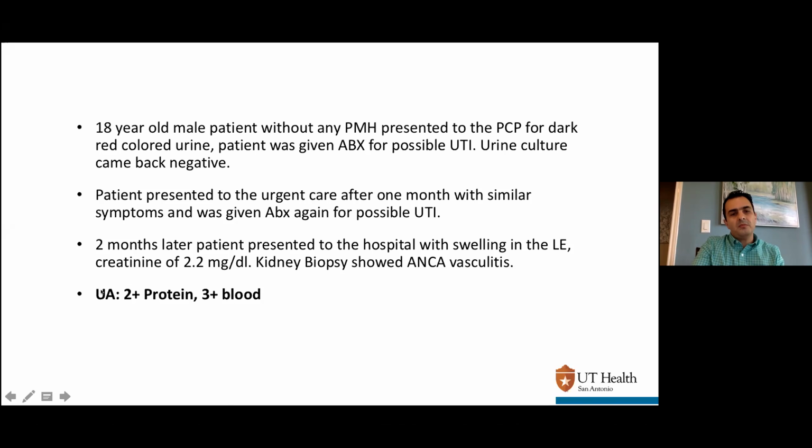So this is really important, emphasizing urinalysis and looking at both the proteinuria and the hematuria.